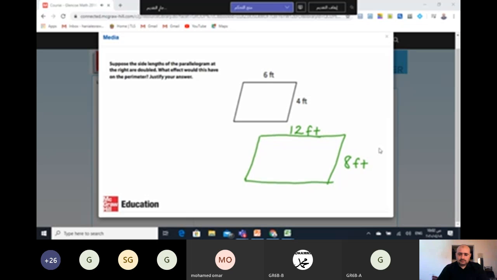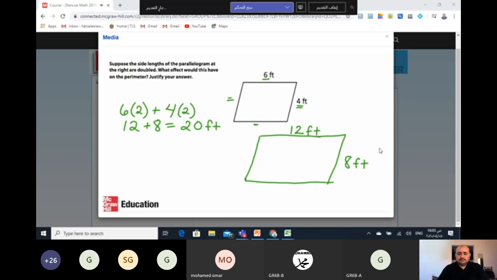Well, to find our perimeter, we know that we're going to add each of the sides. Since we know that this side is the same as this side, and this side is the same as this side, we can go ahead and multiply 6 times 2, because we know there are 2 sides, plus 4 times 2, again, 2 sides. And that's 12 plus 8, or 20 feet. So that's the perimeter of that.